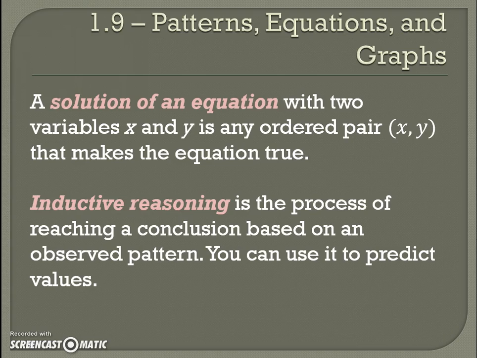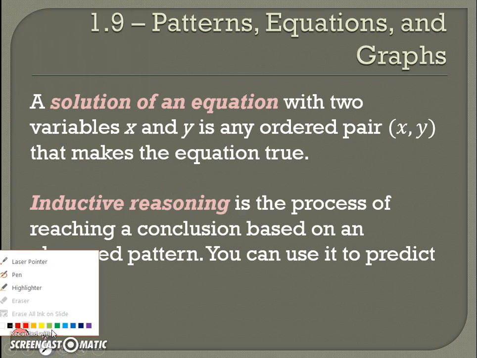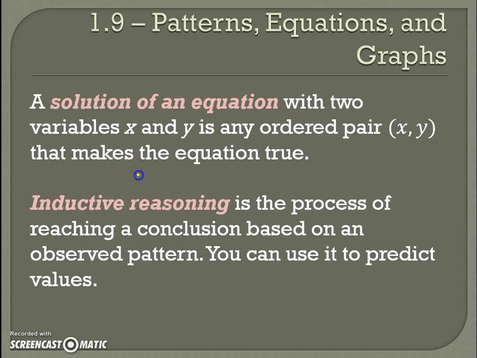A solution of an equation with two variables, x and y, is any ordered pair of x and y that makes the equation true. This is a little bit different than the stuff that we were looking at before. Now we're talking about if we have two variables. So for instance, y equals 3x plus 4. Well, there's different ordered pairs that we could plug in for x and plug in for y that's going to make that true.